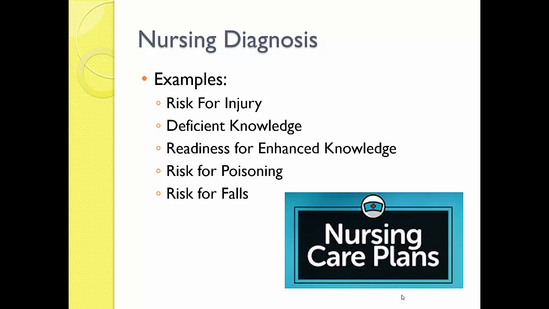Risk for poisoning can apply to younger patients, pediatric patients who are the high-risk age group, and of getting a hold of those common poisoning agents. And then risk for falls, that's a really common one that you're going to see used for patients either in the long-term care setting or in the hospital setting, an acute care setting. And that could be due to a lot of different things. It could be due to unsteady gait, advanced age, medications, lots of different things. So just to introduce you to what nursing diagnoses are and some examples that relate to our lecture today.